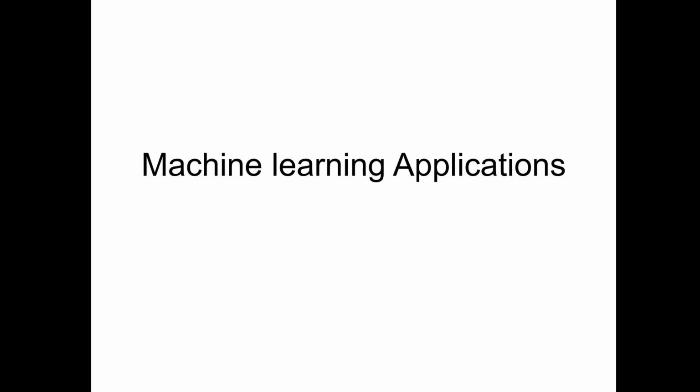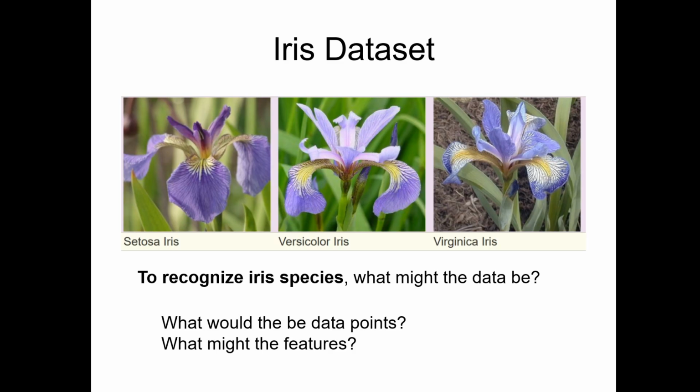Let's start looking at examples. The Iris dataset is a very standard dataset available. You have a set of flowers, 3 types of flowers. You are going to describe each flower using 4 features.